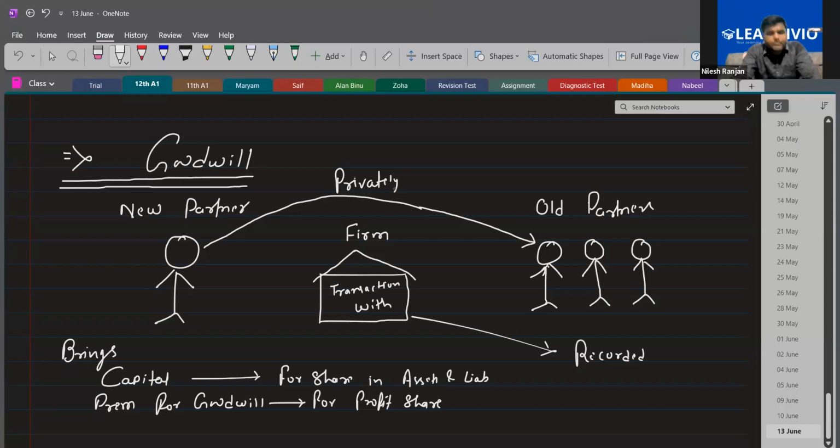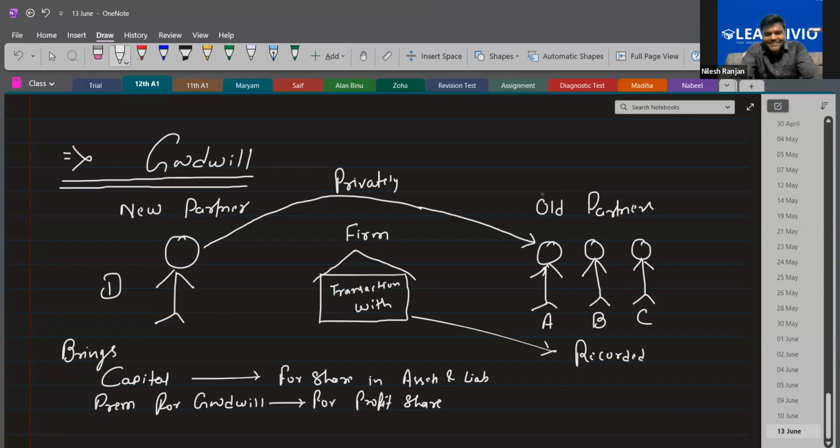Can you repeat the question? Yes, I will repeat the question. But everyone has to give the answer, at least yes or no. So the new partner is giving the goodwill share privately to the old partners. This is D, and these partners' names are A, B, and C. So D is directly giving the goodwill value to the old partners A, B, C. So tell me, should it be recorded in the firm's books or not? No, it shouldn't be recorded.